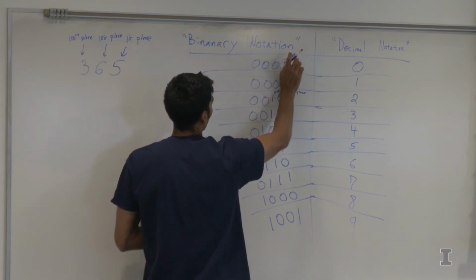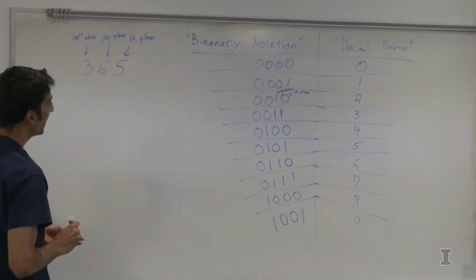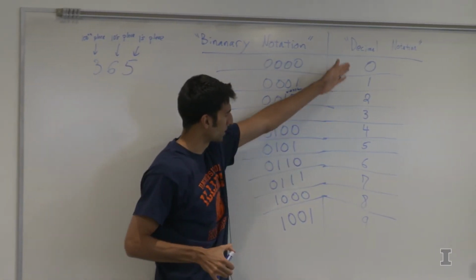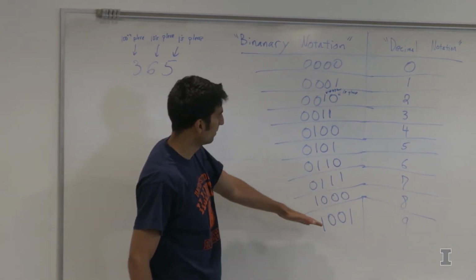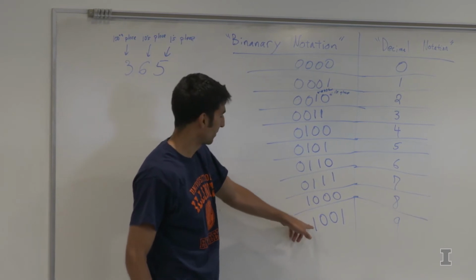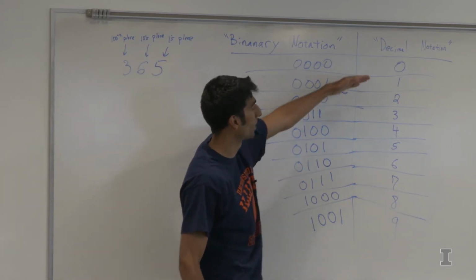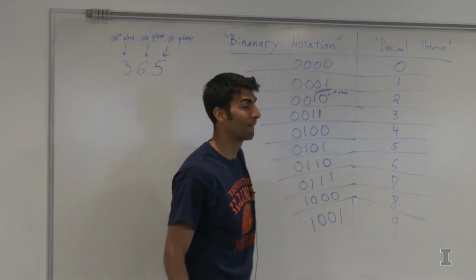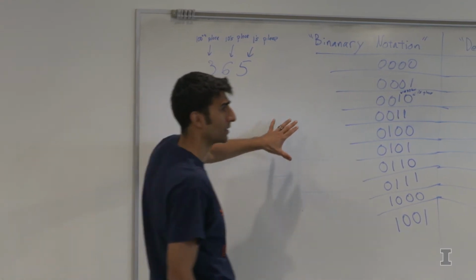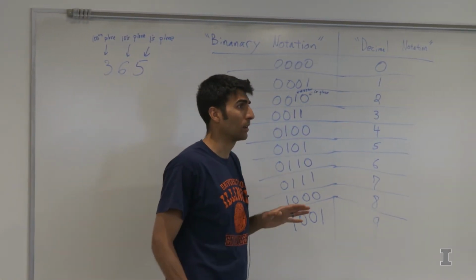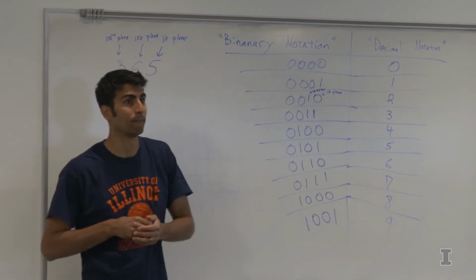Okay, so now we've written out the binary representation of the decimal numbers 0 through 9. We see we need 4 bits: 1, 2, 3, 4. In total, we need 4 bits to represent the numbers 0 through 9. Any questions on this? I went fast here, but these are just the basic ideas of going between binary and decimal.